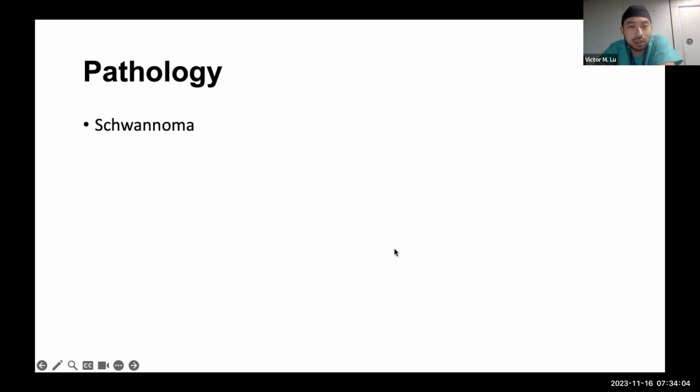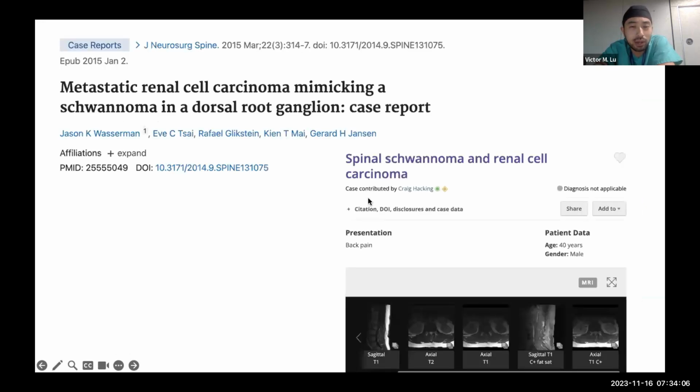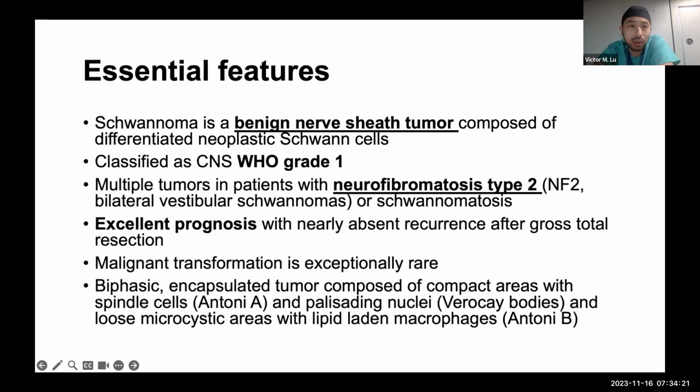Thanks, Dr. Gultekin, schwannoma. In the hope of trying to be the first ever reported case in man of a renal cell carcinoma as well as spinal schwannoma, I looked, and we are not the first case, but you can see examples of these concurrent tumors here.